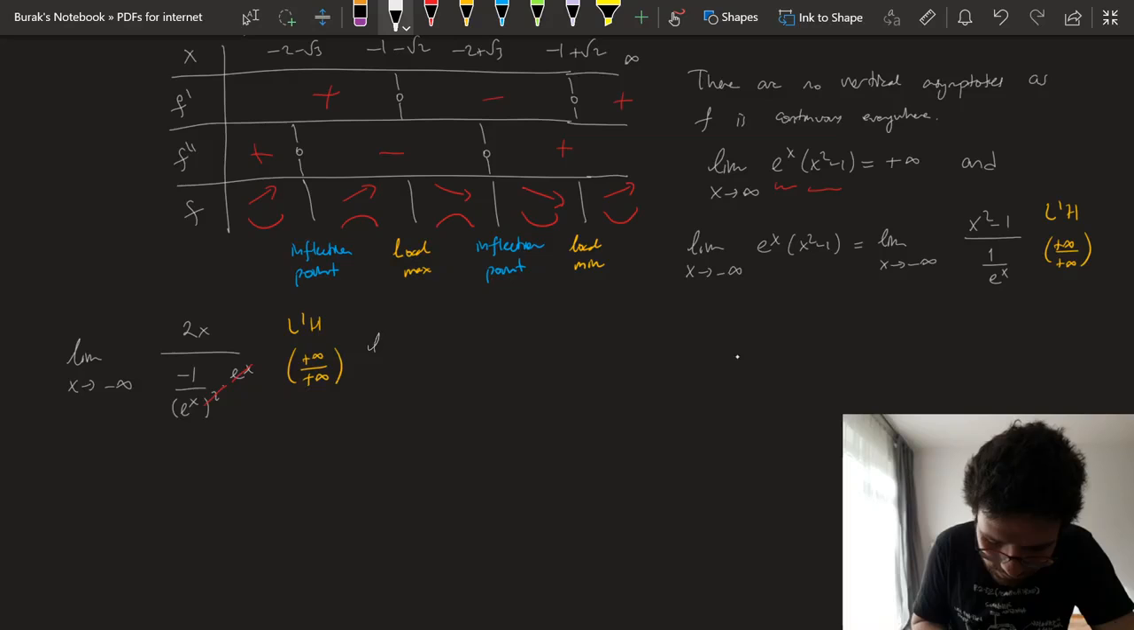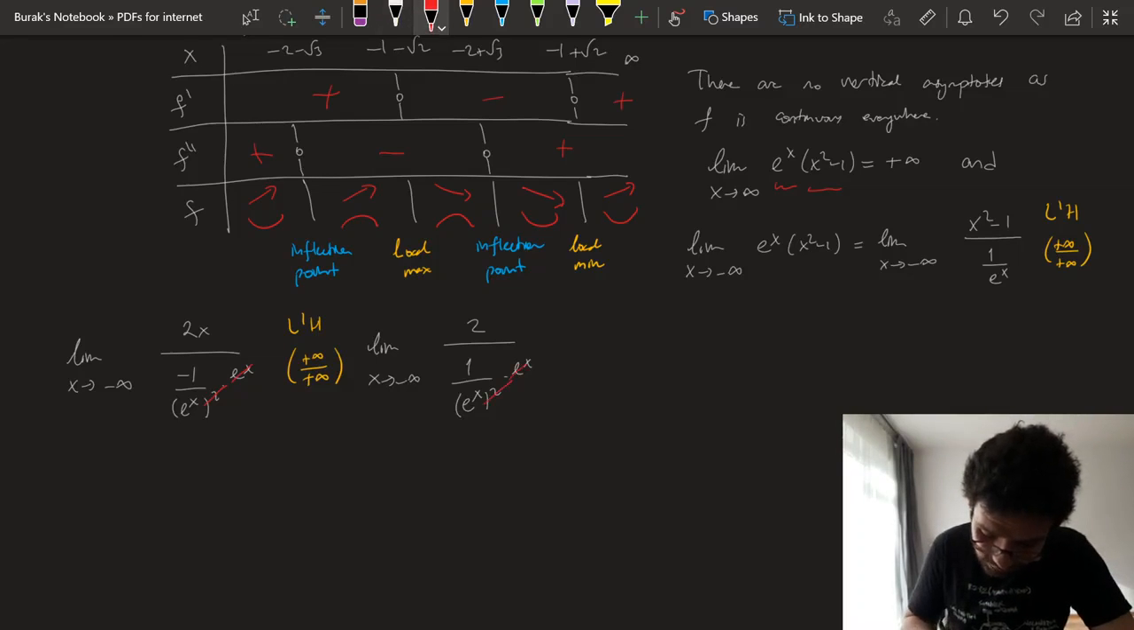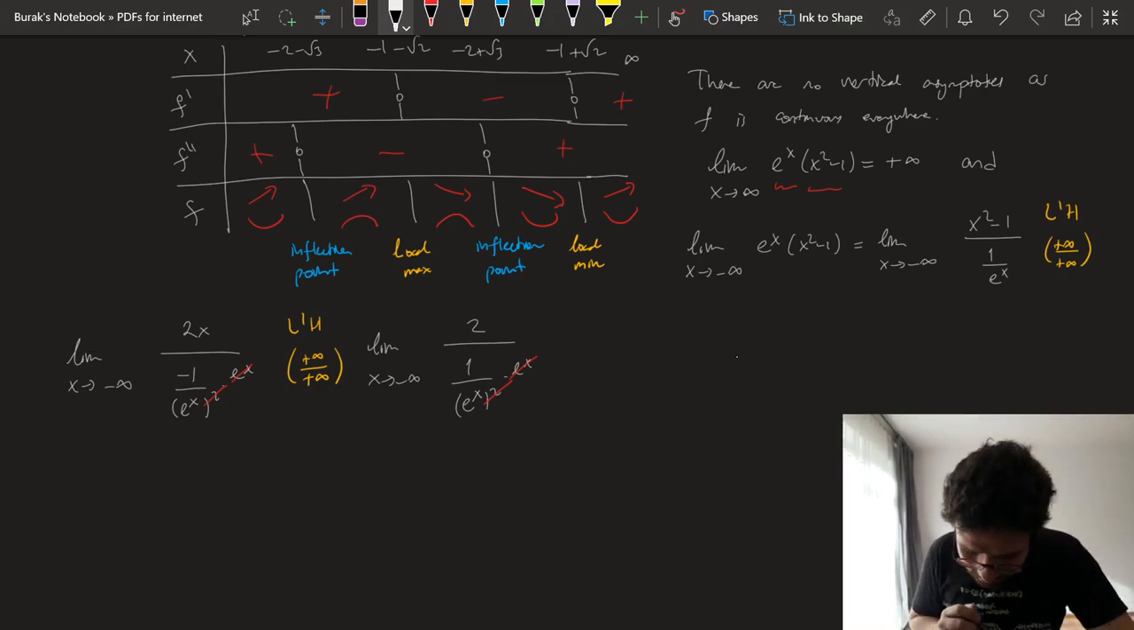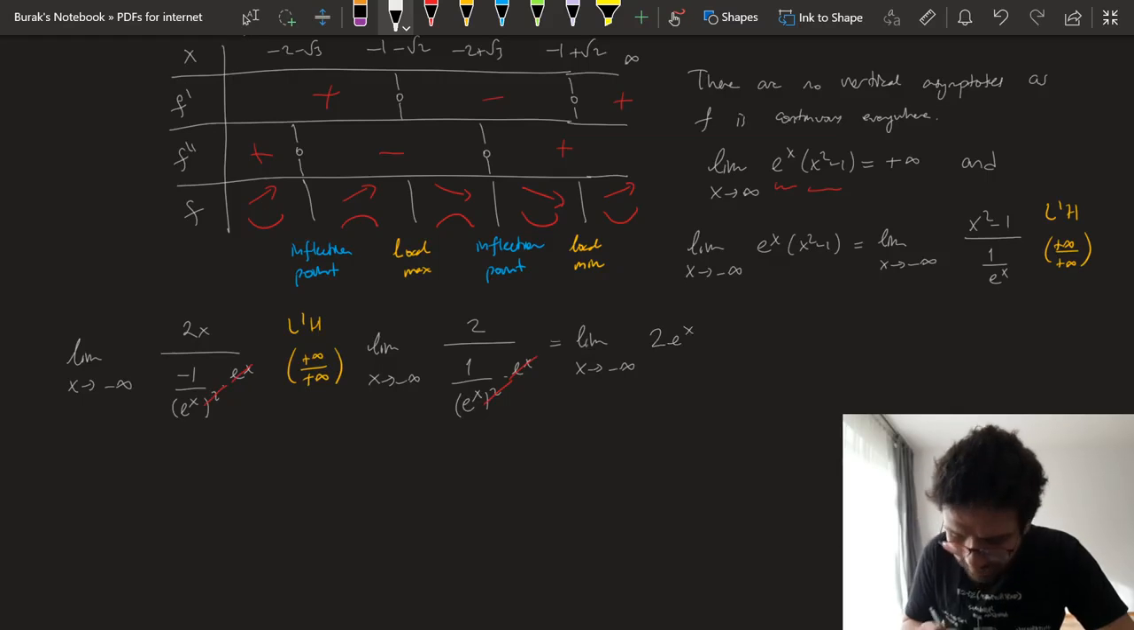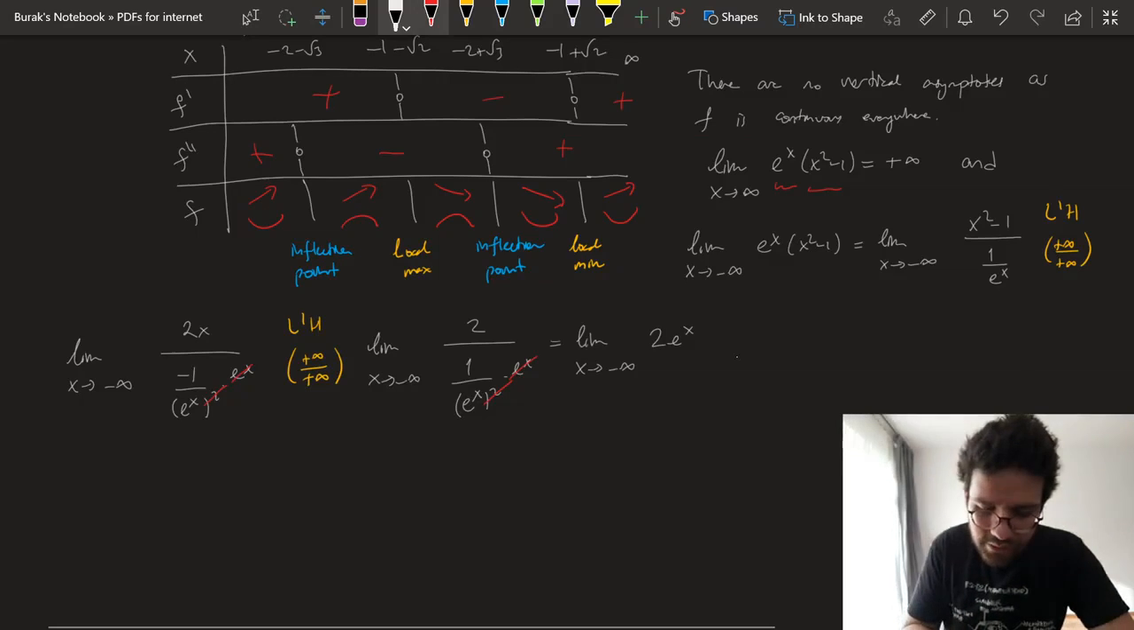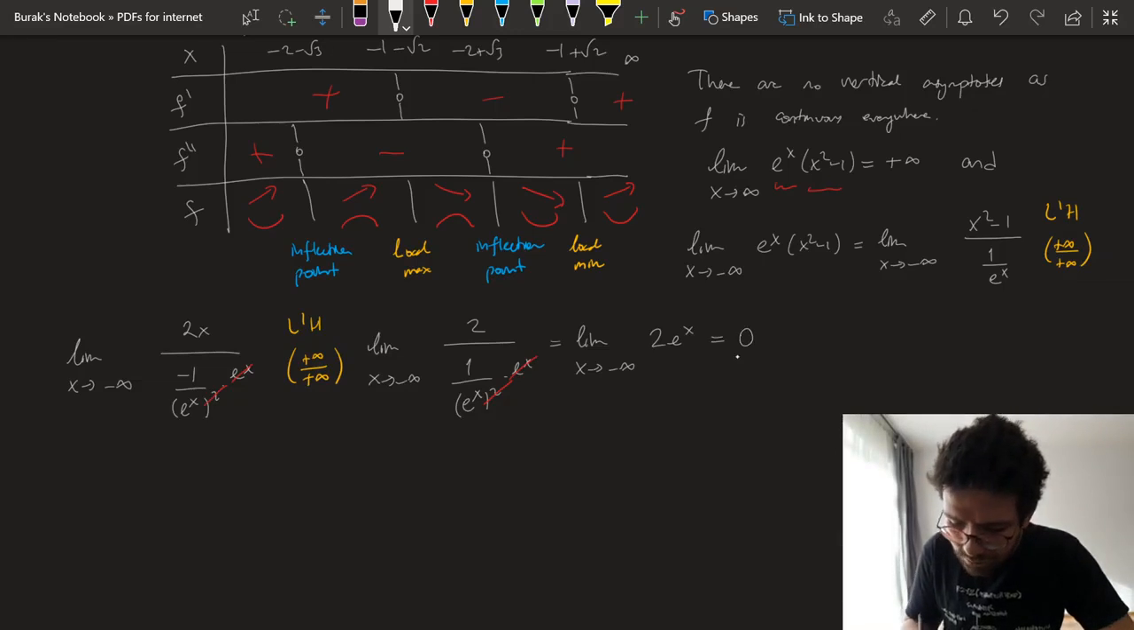And then this will give you 2 divided by, you see, you get minus 1 over e to the power x. Its derivative is going to be 1 over e to the power x squared times e to the power x. Check that. That should be true. And then this will be 2 times e to the power x, the limit of this thing as x goes to negative infinity, and this is going to be 0.